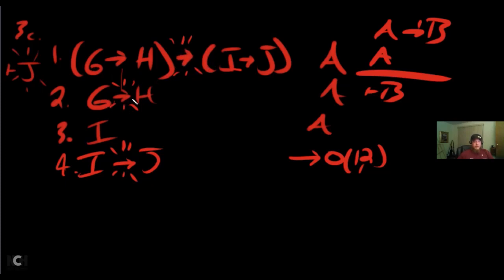Well, that hasn't changed. I already used that one. Okay. This one itself, do I have a left side match somewhere? Do I have a G by itself? No. Okay, and then this new one that I just got, it's I arrow J. Do I have a left side match for I? I do here in line 3.